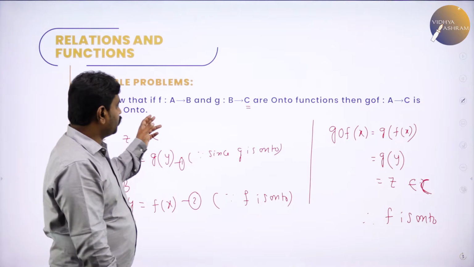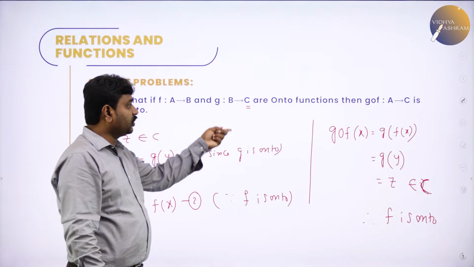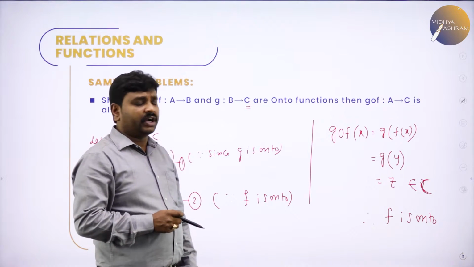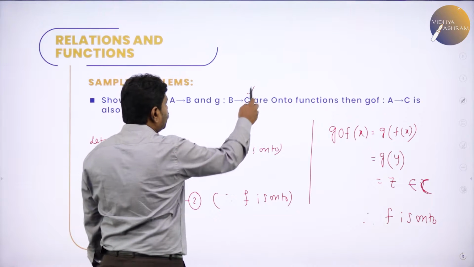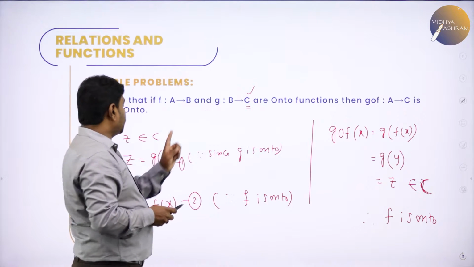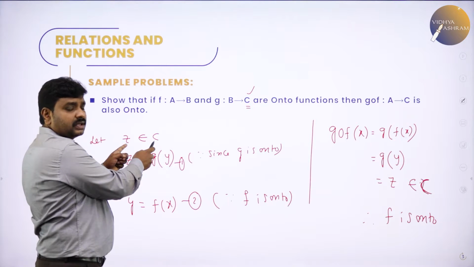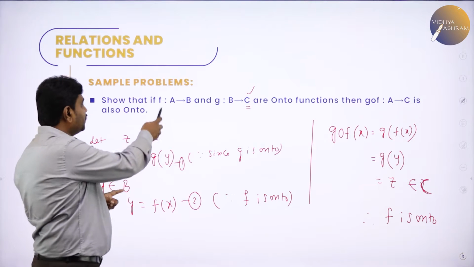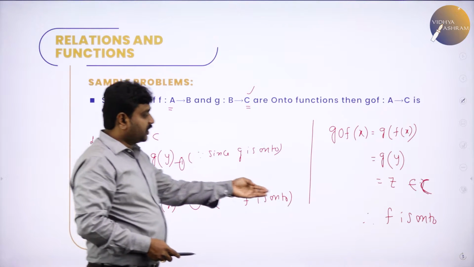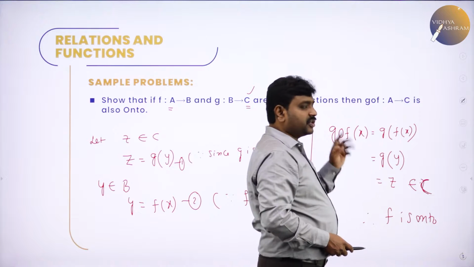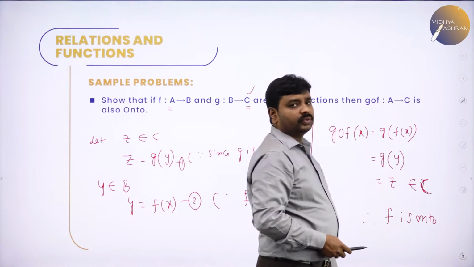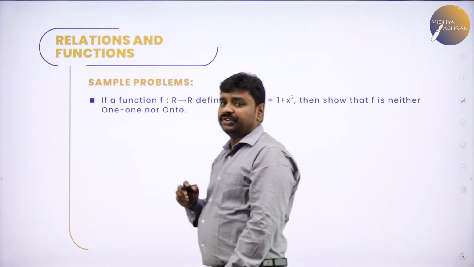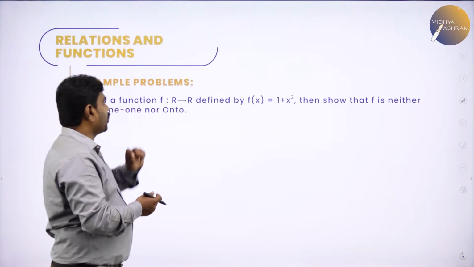So first they gave two functions which are onto. Then we want to prove GOF is onto. First you learn the mathematical way of representing onto. Onto means every element in codomain should have an image in domain. G is onto means if I take an element in C, then it should have an image in B. And if I take an element in B, it should have an image in A, because F is onto. Finally, if I take Z in C, its image should be here. And reverse also you can do. So now we have proved onto.